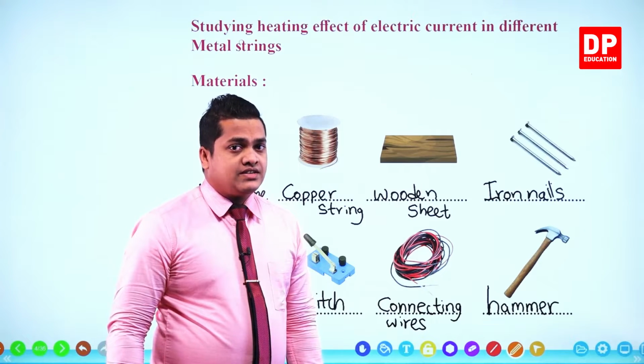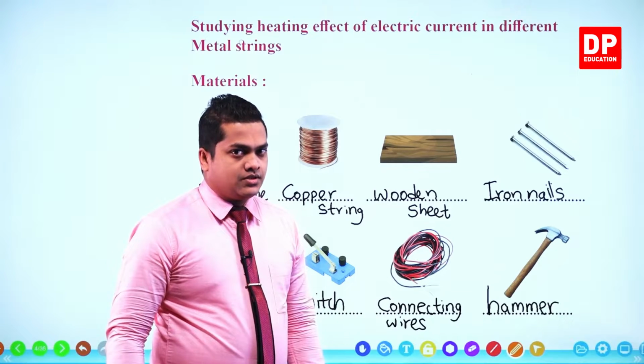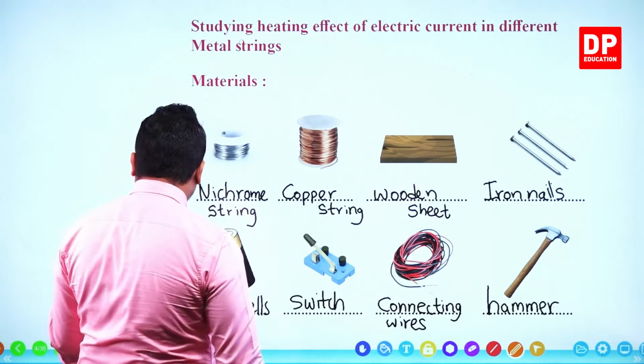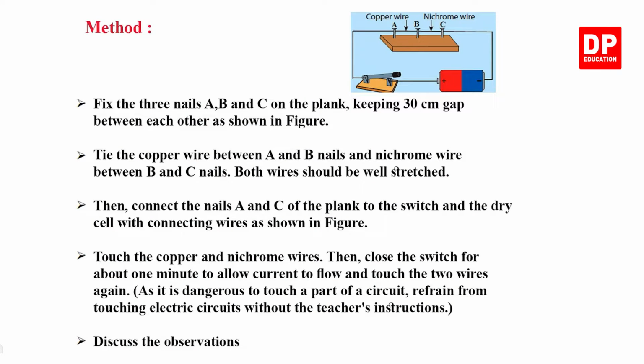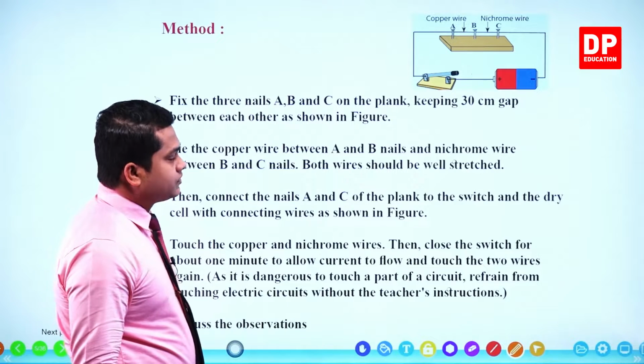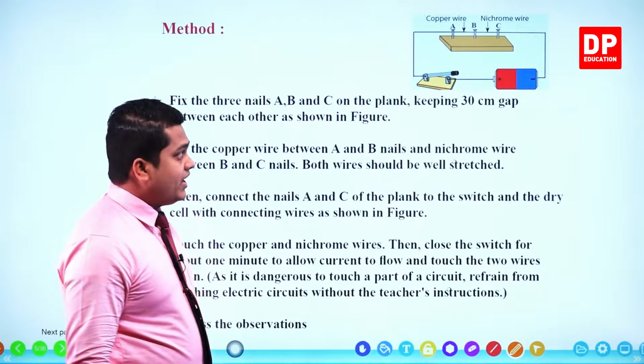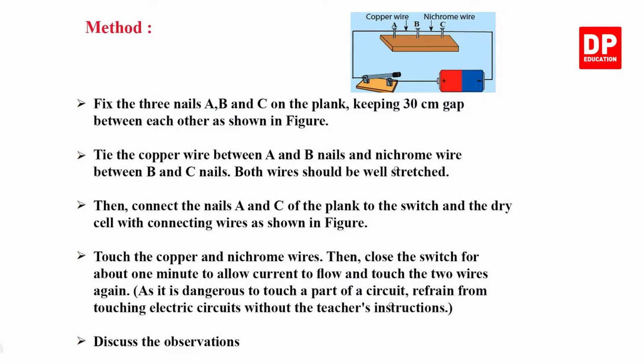Now let's go and see how to conduct this experiment. So let's observe the method, my dear children. So the method is given, right? You can see it in the figure also. So what you have to do, fix the three nails A, B and C on the plank, keeping about 3 centimeters gap between each other as shown in the figure.